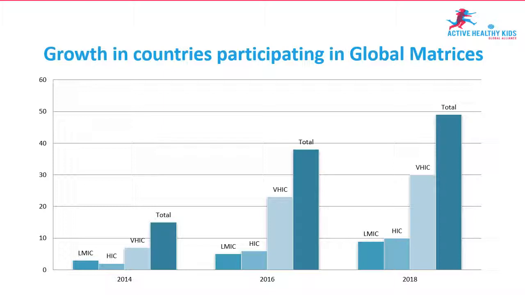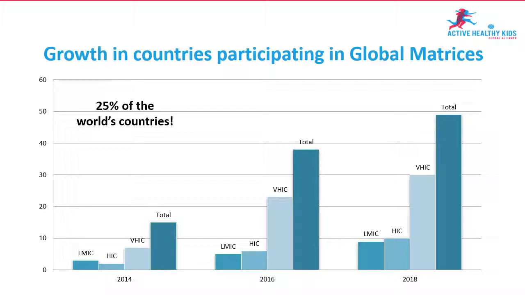You can see the growth in the number of countries participating in the global matrices. So in this slide, LMIC stands for low and middle income countries, HIC high income countries, VHIC very high income countries. And it doesn't matter which of these you look at as you go across 2014, 2016, 2018, they all increase. So you can look at the total going up rather substantially, but each of the other bars goes up as well, meaning that we've been successful in recruiting countries at all different levels of development from around the world. And I think this is particularly important for us to learn from one another about what processes, what features might help to assist in reducing childhood inactivity.